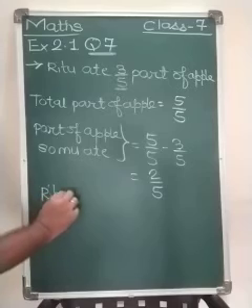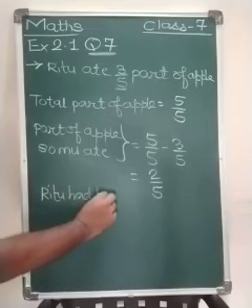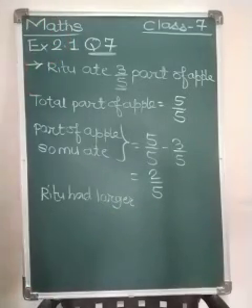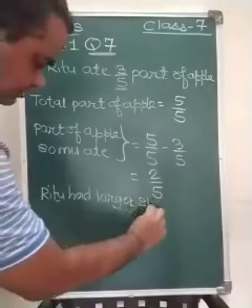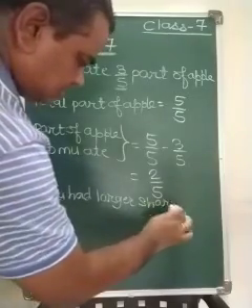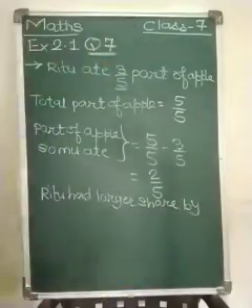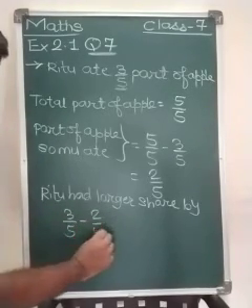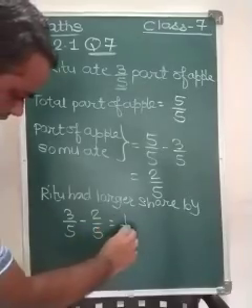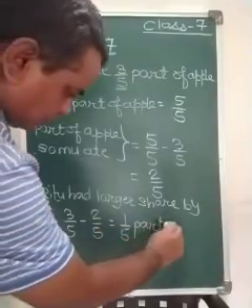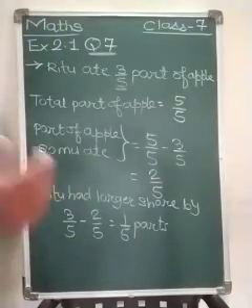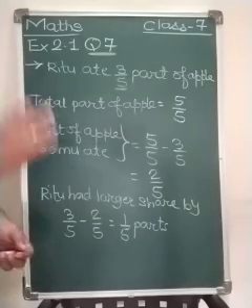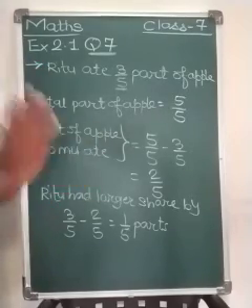One more question they have asked: who had the larger share, and by how much? Ritu had the larger share by 3 upon 5 minus 2 upon 5. This equals 1 upon 5 part. So Ritu ate 1 part more than Somu. So this is the 7th sum. The sum finishes here.